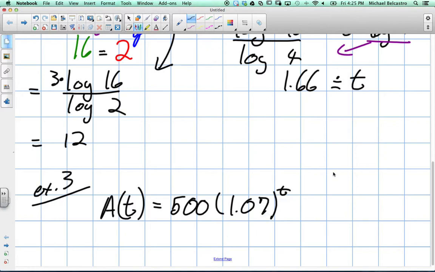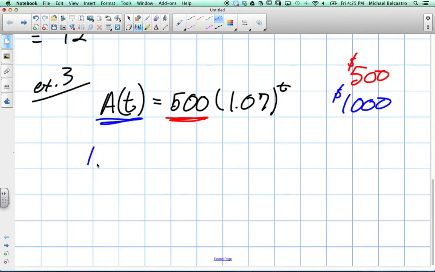Okay? So, if we start with $500 in their account, and this is our original principal, this value here, what would be a doubling of this? 1,000. 1,000, exactly. So in other words, that's our new A at t, A at t being our total amount in the end. This is our amount after a certain amount of time. So we're looking to solve when this is equal to 1,000, okay? Equal to 500 times 1.07 to the power of t.